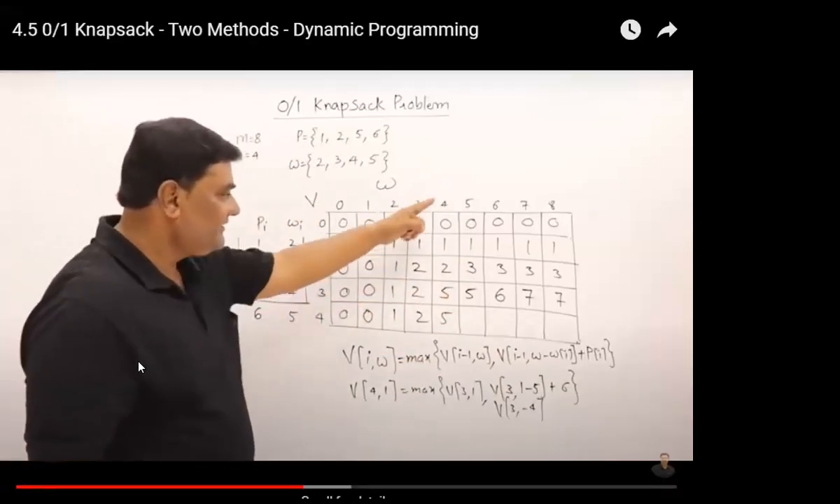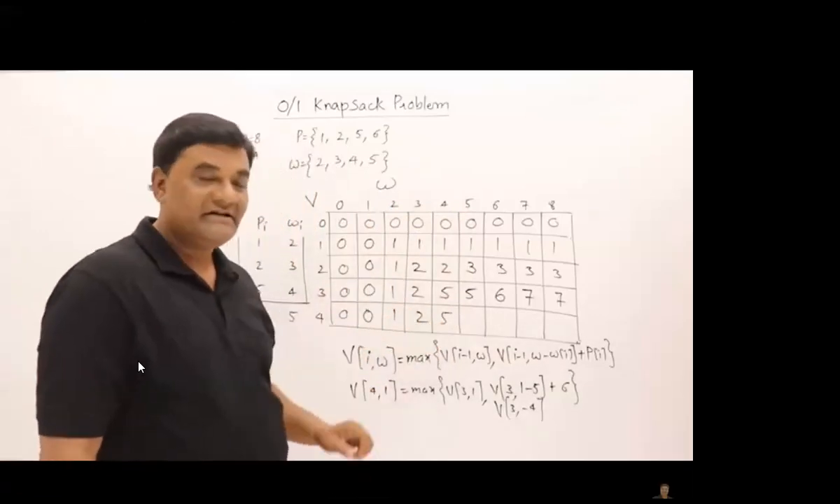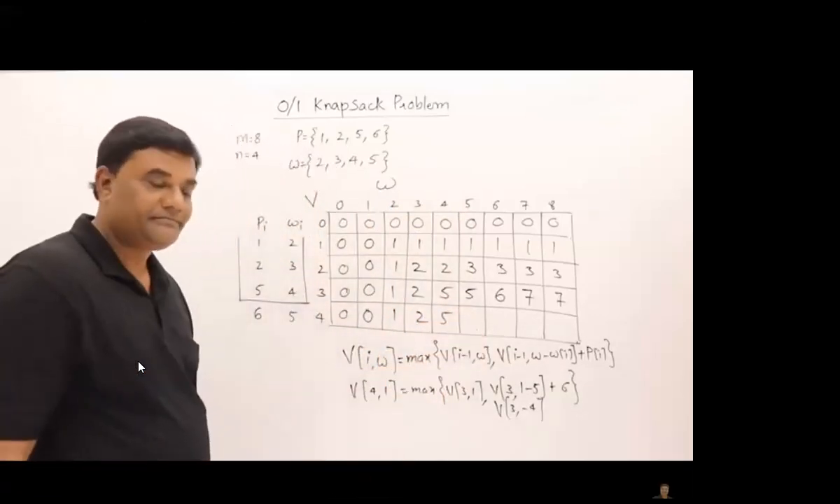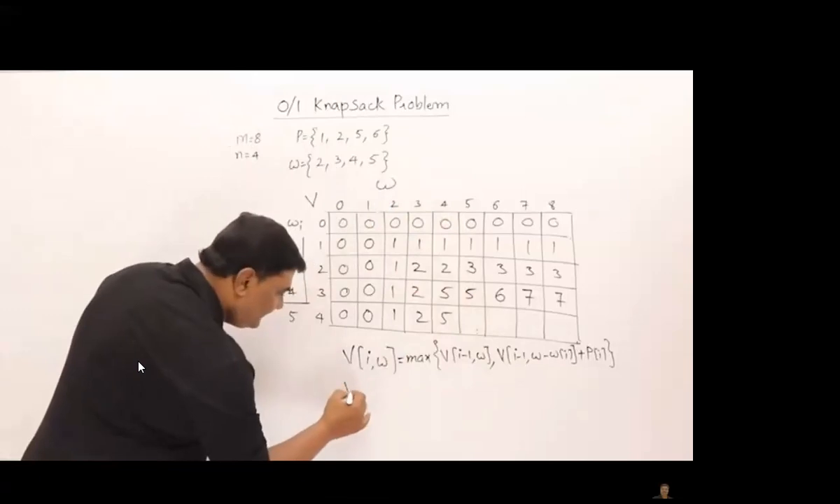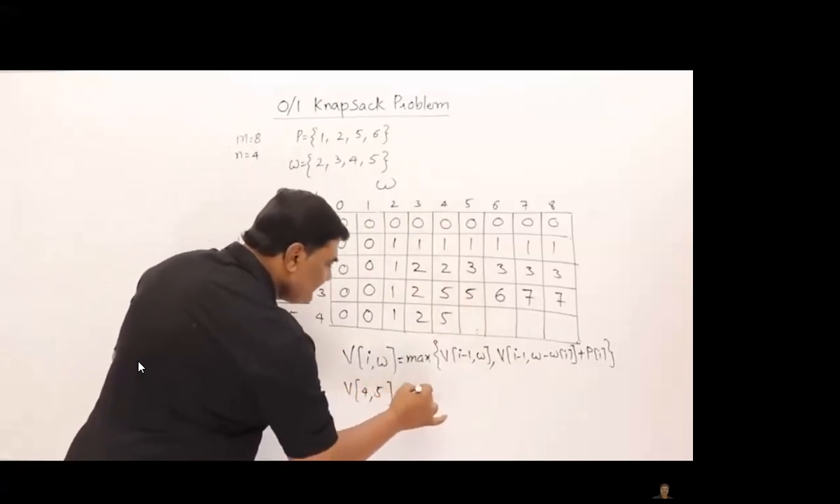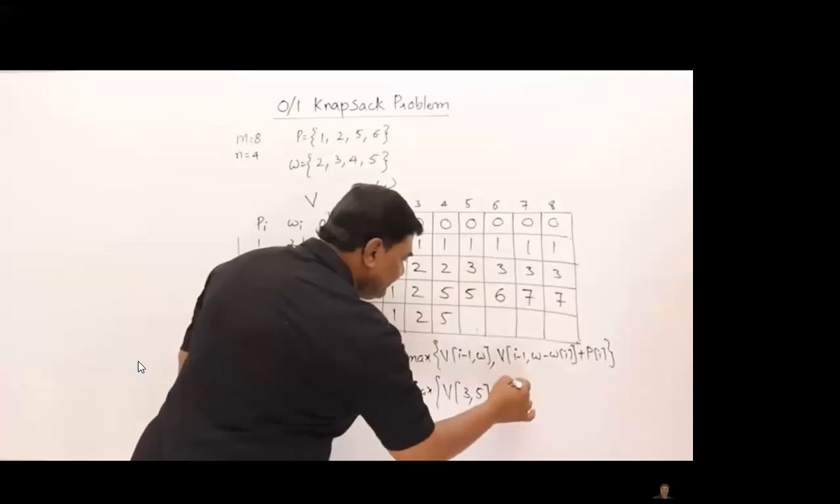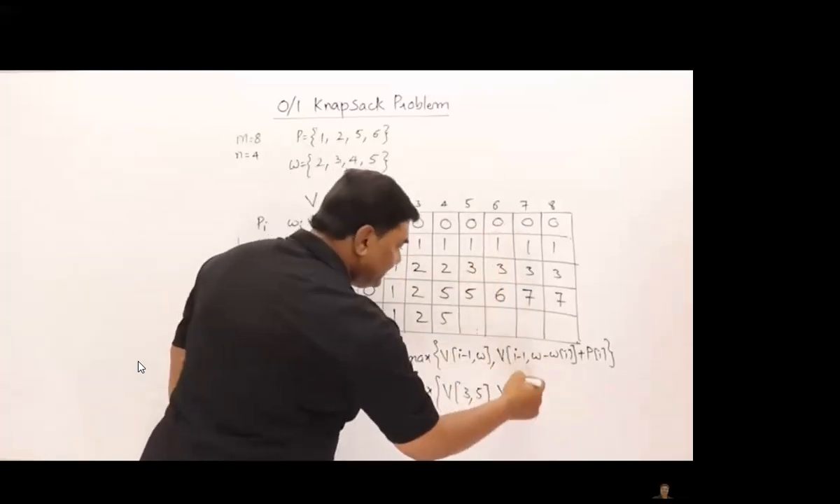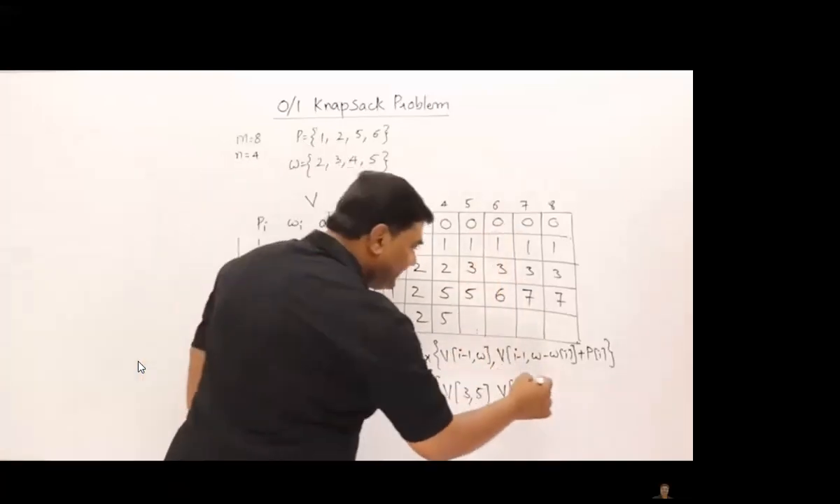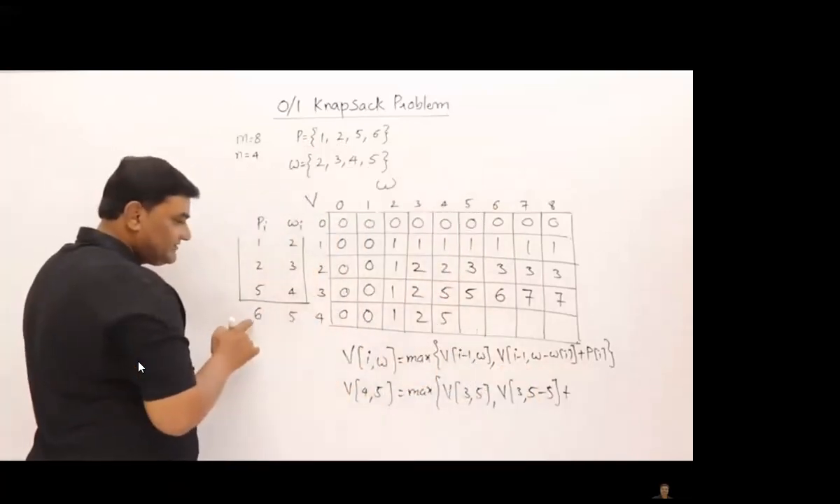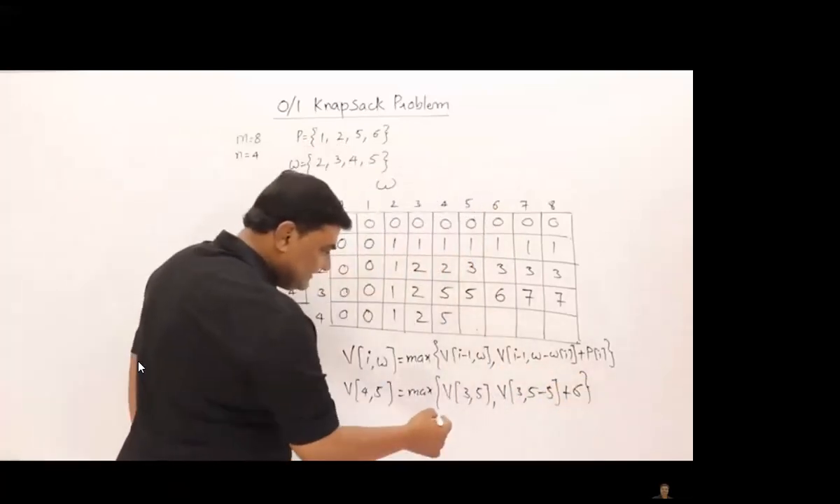So till 5th weight, before that I have filled as it is. Now this 5th weight, how to fill, I will show you. For this value, 4, 5, V of 4, 5 is maximum of V of 3, 5, V of 3, weight is how much? 5, minus weight of this object is how much? 5, plus profit of this object is how much? 6. Let us see. V of 3, 5.